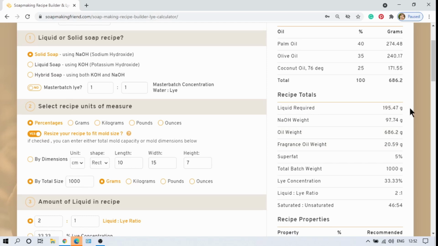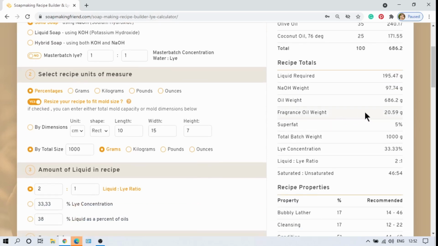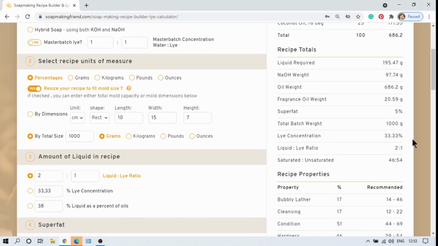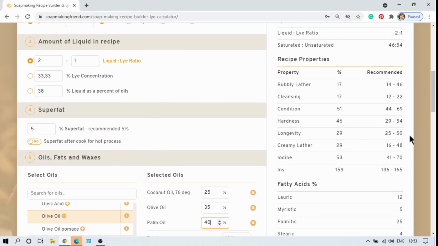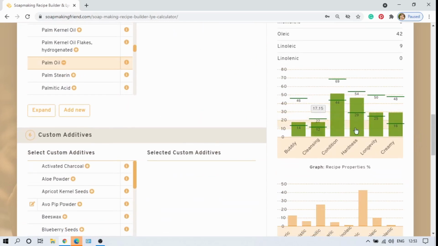This is your recipe totals that tells you how much liquid you need, what is the amount of lye that you're going to need to weigh out. It's going to tell you fragrance oil, we will still get to that. Superfat is going to be 5%, so it will just calculate everything in there for you. Now the three oils together, the bubbly is going to be 17, cleansing 17, so everything is between the recommended amounts. You can see that at the bottom in the graph as well. When it's green, it means all of your values are between the recommended values. But remember, recommended, not set in stone.